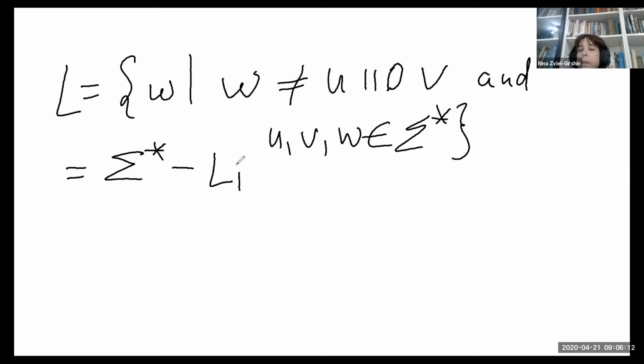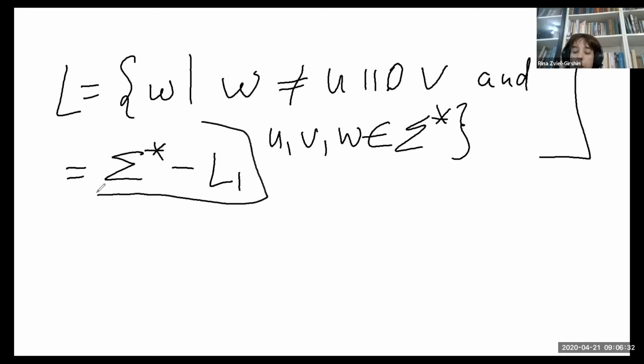Sometimes it's difficult to explain or to give the full formal definition of what we are looking for. Sometimes it's much easier for us to give the definition of the complement language. So if I have an easy definition of the complement language, then I can write something like I did here. I can write sigma star minus the complement language, and I have a formal definition of what I wanted.